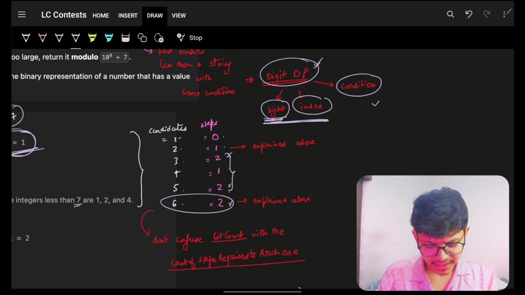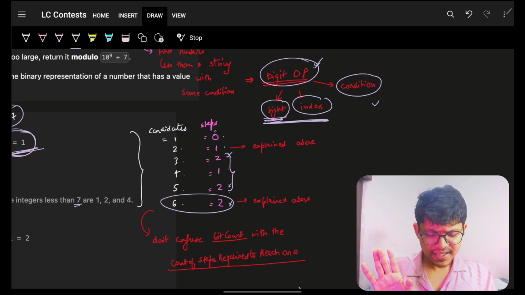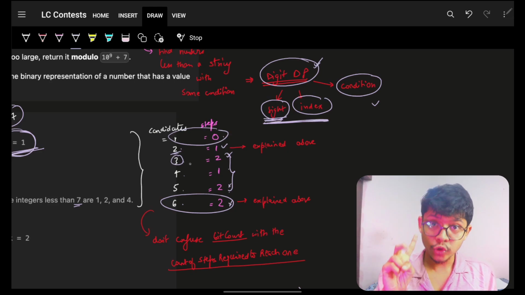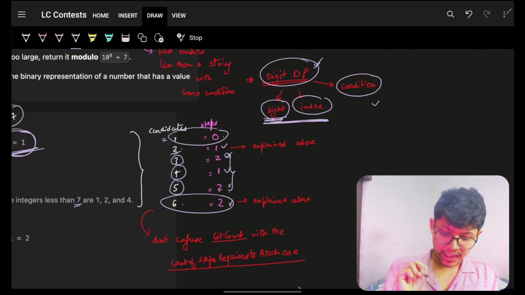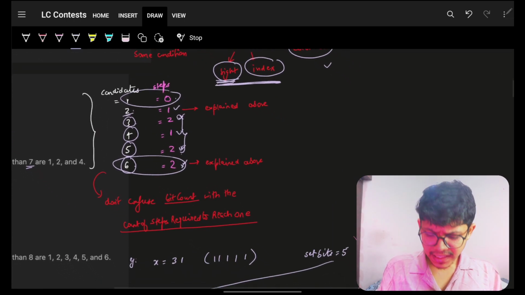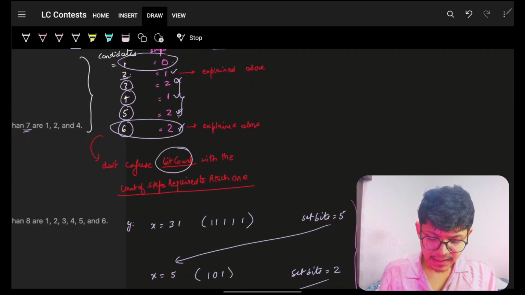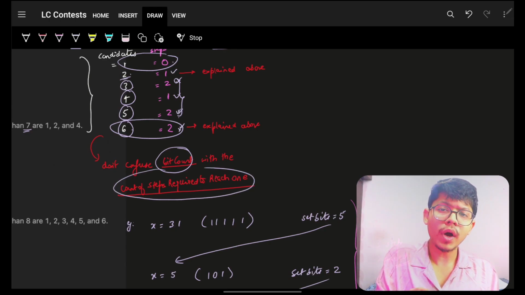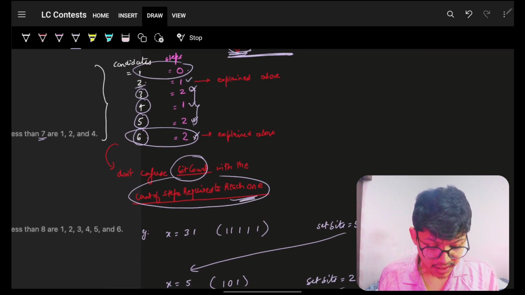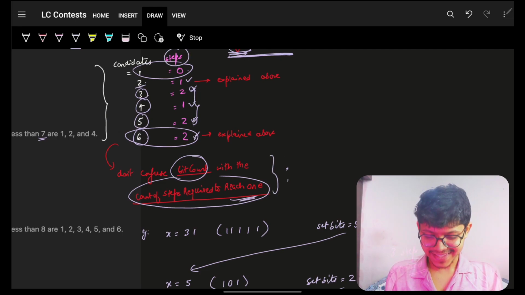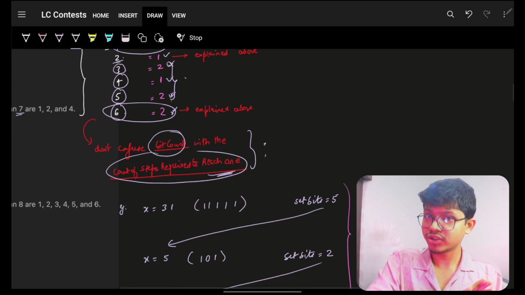Aryan, it seems like 1 is some exception, but 2 has 1 bit, it requires 1 step. 3 has 2 bits, it requires 2 steps. 4 has 1 bit, it requires 1 step. 5 has 2 bits, it required 2 steps. 6 has 2 bits, it required 2 steps. Aryan, is it the fact that the bit count is also equal to the count of steps required to reach 1? Is it true? It's a coincidence that it is happening here. It is not true, because this is not the problem statement.